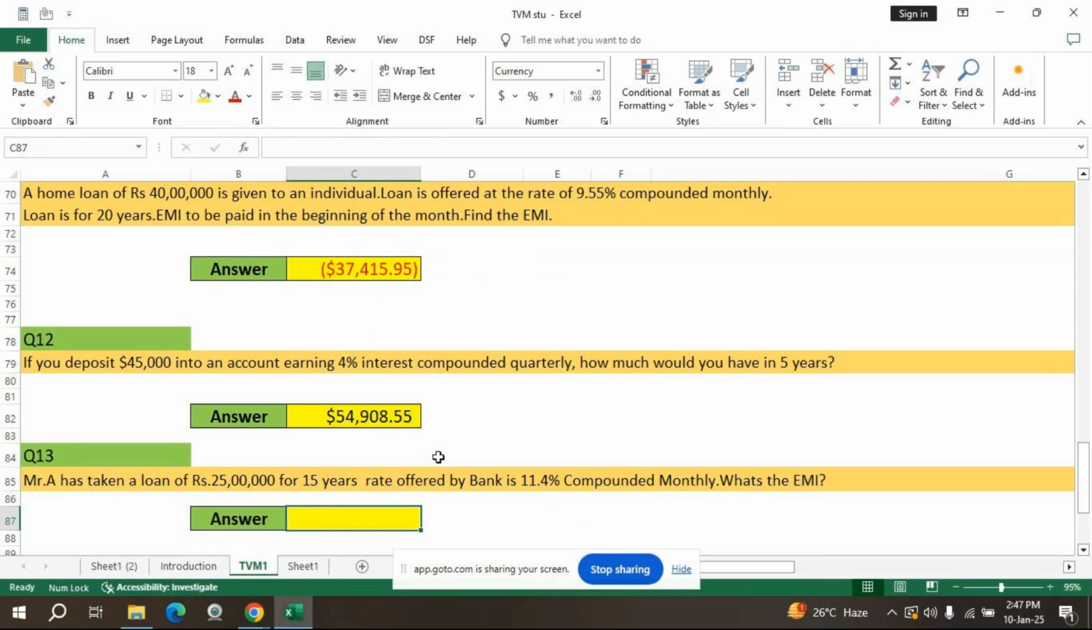Then the next one. Mr. A has taken a loan of rupees 25 lakh for 15 years. The rate offered by the bank is 11.4%, compounded monthly. What's the EMI? So EMI means, what formula do we have to use?